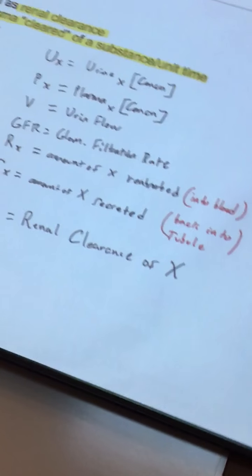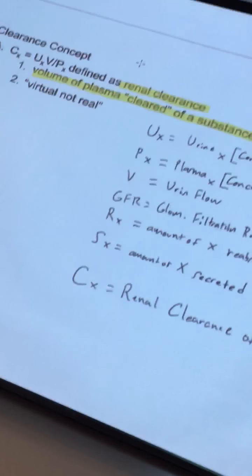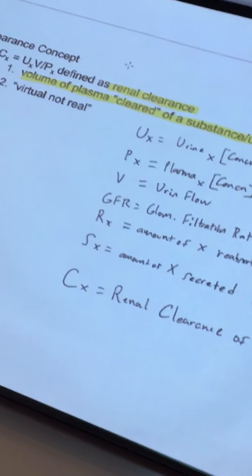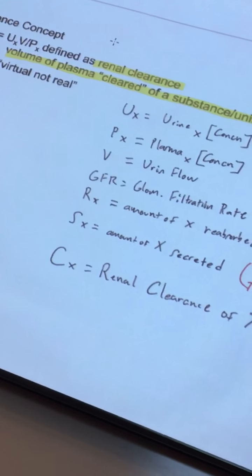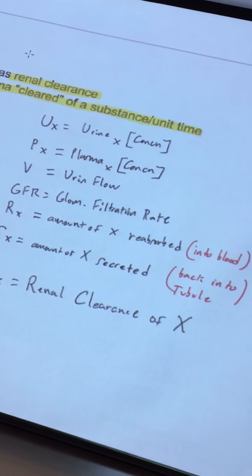Again, now he talks about clearance, even though the abbreviation was like 3 slides ago. But basically, the big C means clearance. So C of X is the clearance of whatever substance, X substance. I think that's pretty straightforward.